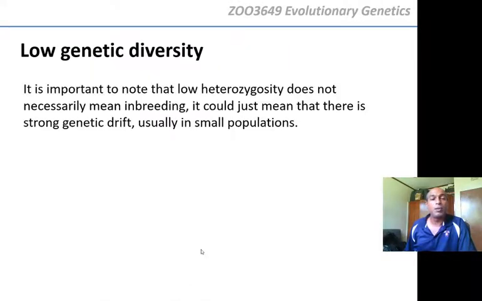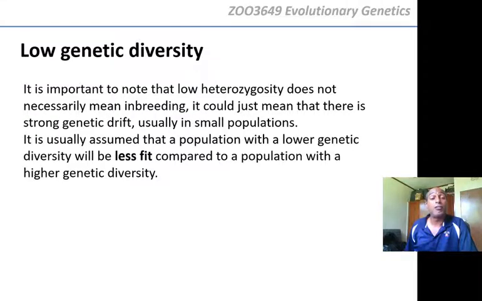Okay, it is important to note that low genetic diversity doesn't necessarily mean inbreeding, but it could mean that the population has already come under very strong genetic drift. We assume that a population with low diversity will be less fit compared to a population with high diversity. And that is why low diversity is very bad.